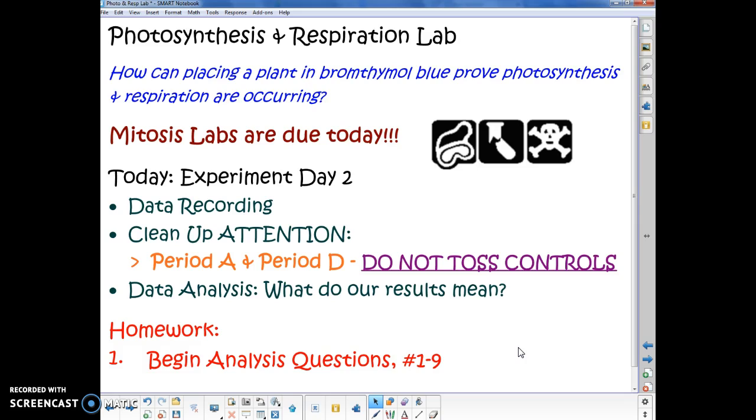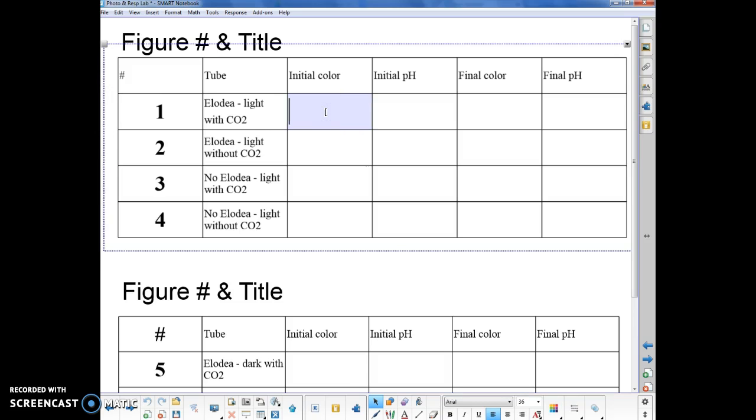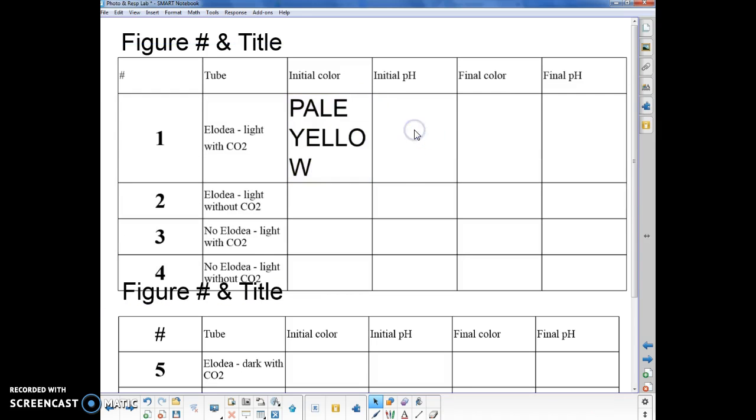Now that that is done, we can turn our attention to the experiment. So today is all about data collection and data recording. Yesterday, you should have recorded the initial color and the initial pH of your Elodea. So for the photosynthesis, maybe the initial color was a pale yellow, right? If we say that was a pale yellow, then maybe the initial pH was something like a 5.5, okay?